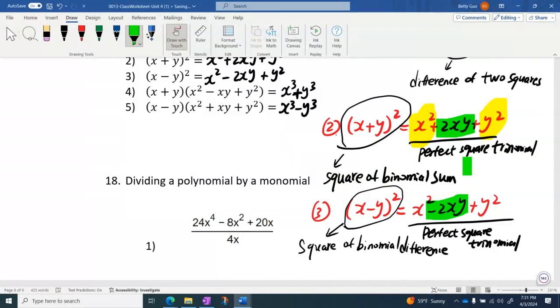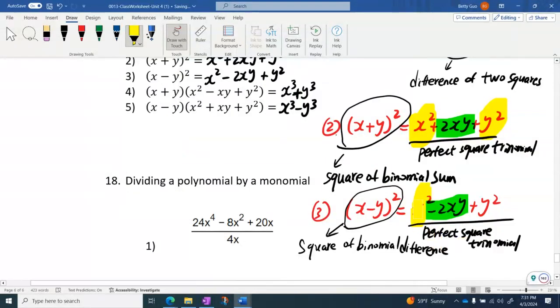The square of a binomial sum is a perfect square trinomial with the middle term positive. The square of a binomial difference is also a perfect square trinomial with the middle term, the green one, negative. So you can see the result on the right side.